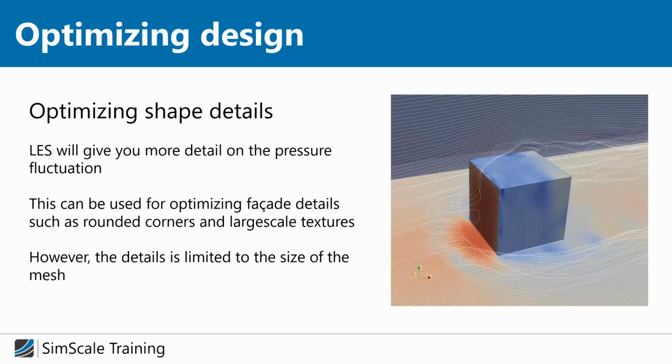For that, you need to use LES turbulence models, and they give you a lot of the behavior around the corners. Remember, you still don't get the fluctuation from the atmospheric eddies that is important for getting the actual wind load, but you can optimize corners, rounding, see if rounded corners reduce your load.